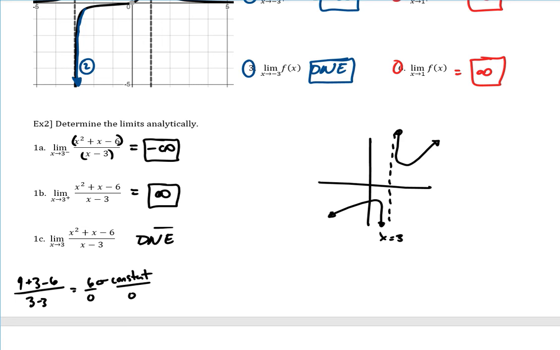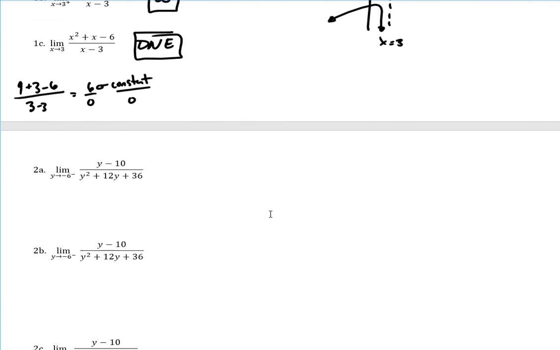This one is a does not exist because these two answers were not the same. Pretty nice, right? So that analytically means to analyze some form of it, like our graph, and that's all we had to do. Okay, so moving on.